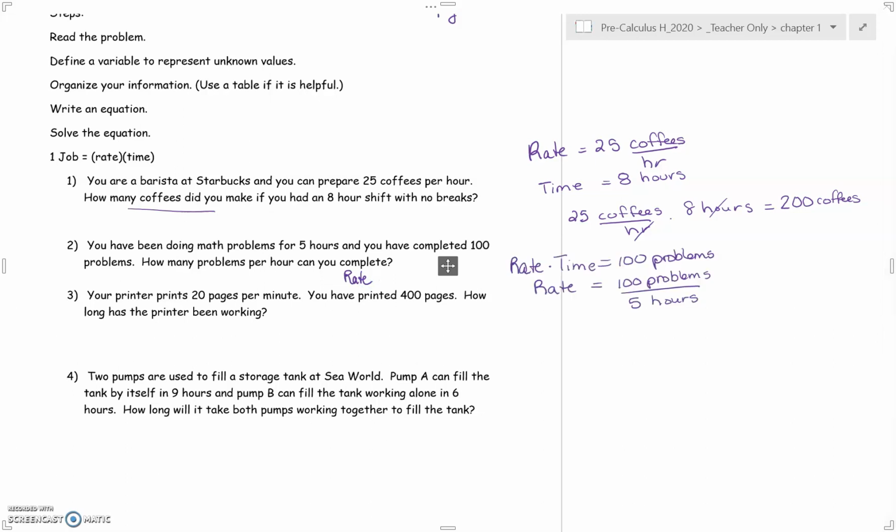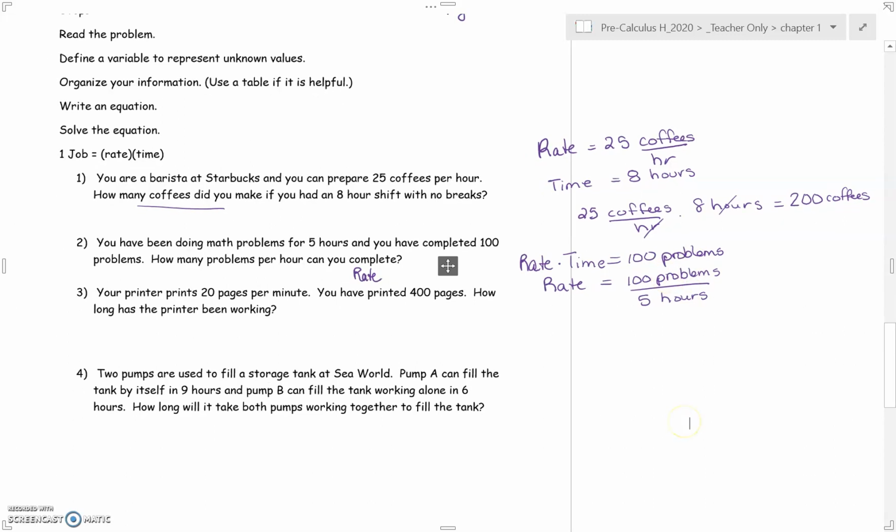Got it. So notice that rate times time equals job, and the job would be 100 problems. Or another way to think of it is you wanted problems per hour. So that would be 100 problems per 5 hours. So that's 20 problems per hour.